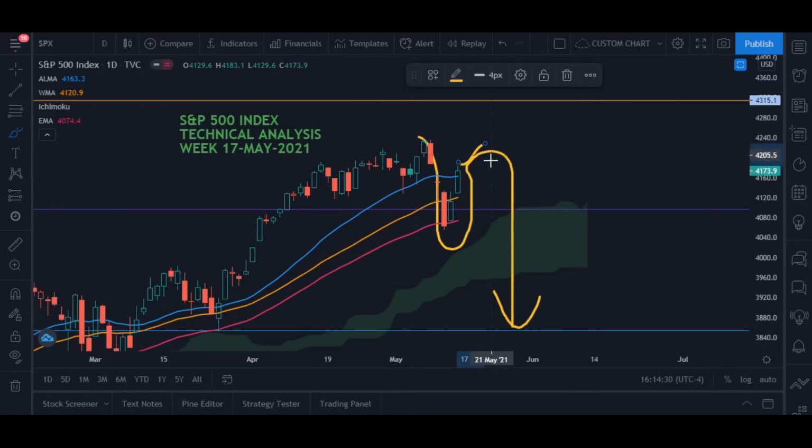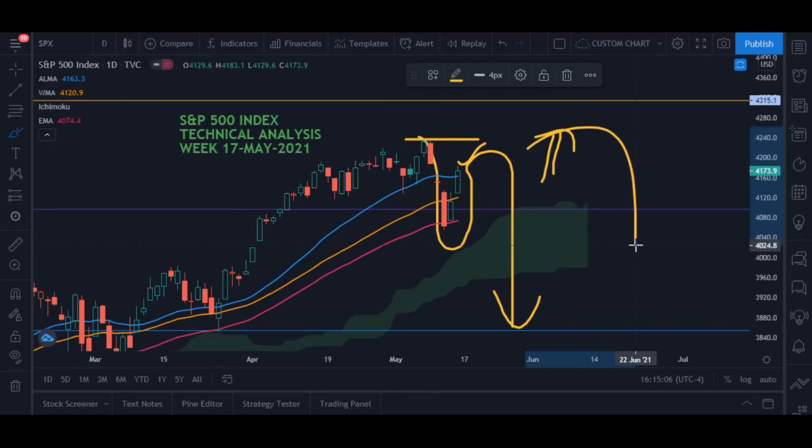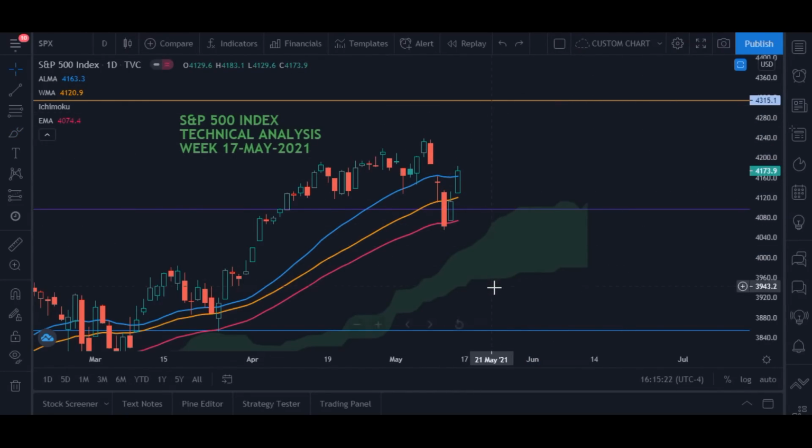Now the market may move up only when it closes above this particular price. This particular price was 4236.4. So when the market closes above this price for at least 2 consecutive days, or at least 2 different days, only then does the market have chances to move up. Else, for sure the market will fall. All of the support and resistances will remain the same as we discussed on the weekly chart.